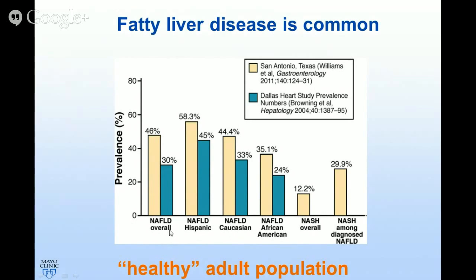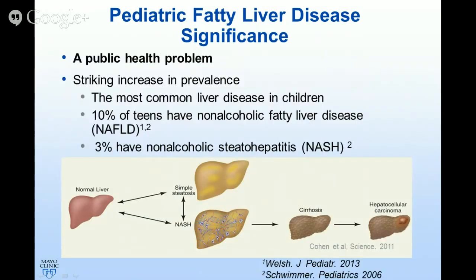This is a couple of different studies that actually show in a healthy adult population the number of people that are walking around potentially with fatty liver disease. And overall, somewhere between 30 and 46% of the population has fatty liver disease, and about 12% of the population has the version of fatty liver disease that's called steatohepatitis. So this is a very common problem affecting many people.